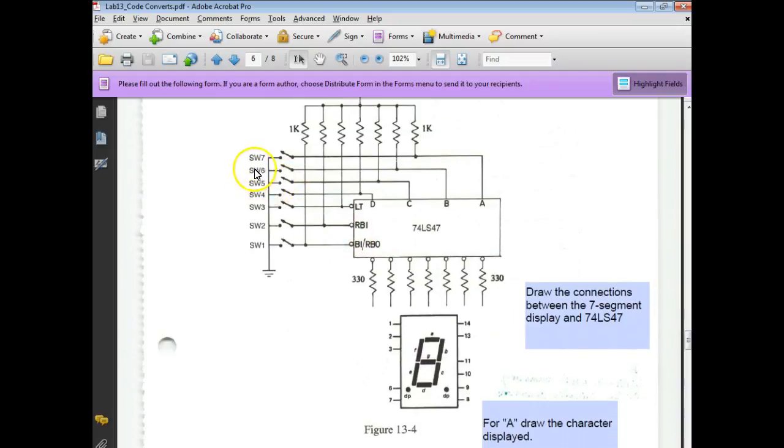So what I'm using for A, I'm using switch 8. I have 8 switches and not 7 switches. So I'm using 8, 7, 6, and 5. So that's the only thing that's changed. Here I'm using 1, 2, 3.